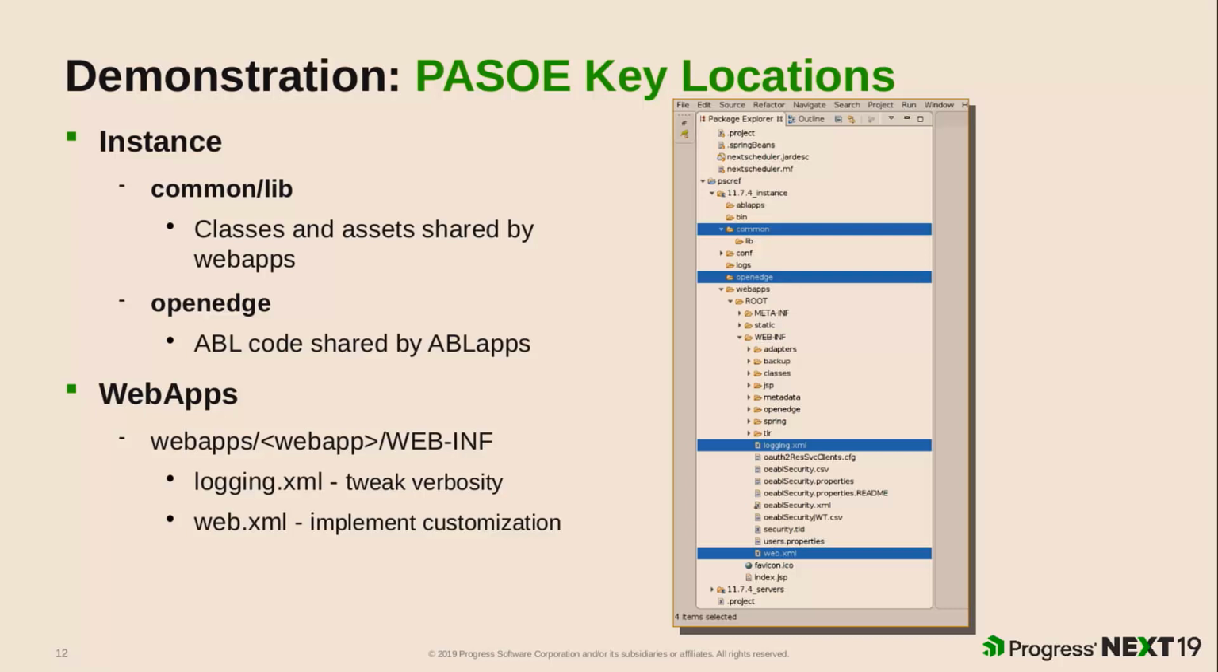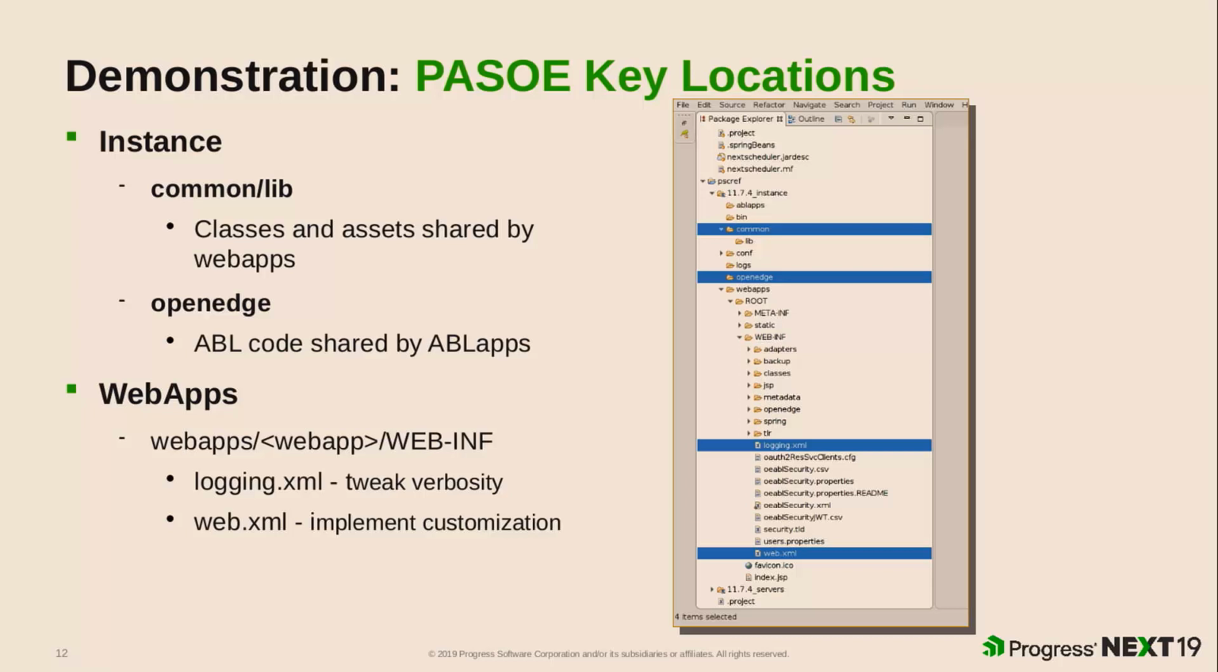The high-level OpenEdge folder is where we put shareable R code that I want all of my ABL apps to be able to run. And then inside of the actual webapps folder, this has just got the default ROOT web app. In there, you have your WEB-INF folder, and I've highlighted a couple of files that I'll be looking at.